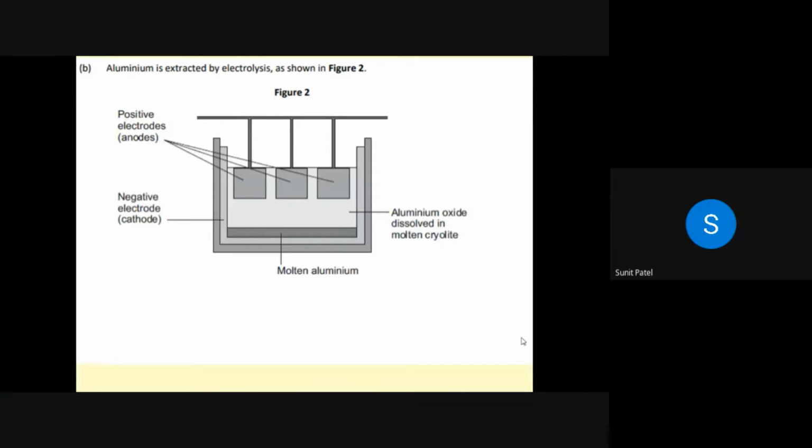Like true traditional revision practice questions, what I'm going to do is show you the questions, and then you can pause the video, have a go at the questions, and then have a look at the answer, the way I break down the questions. Alternatively, you can stay with me.